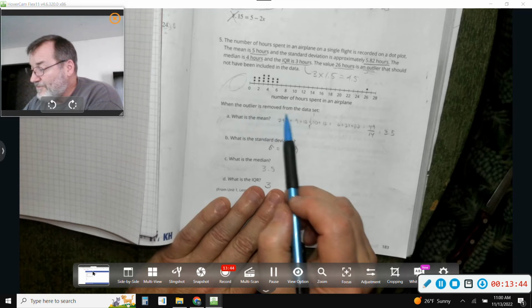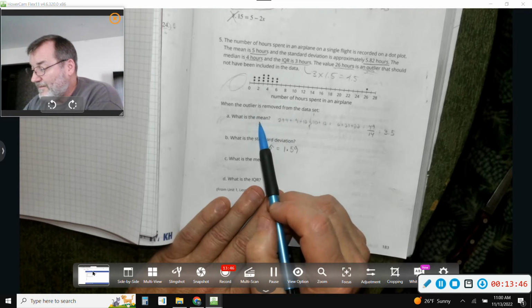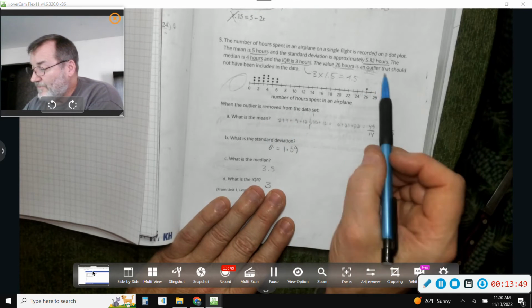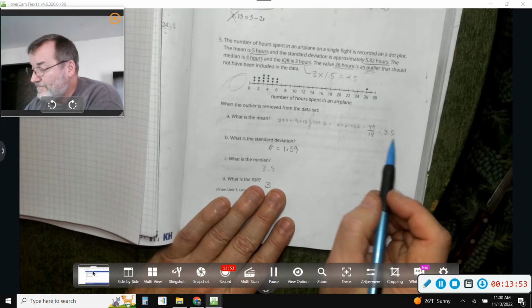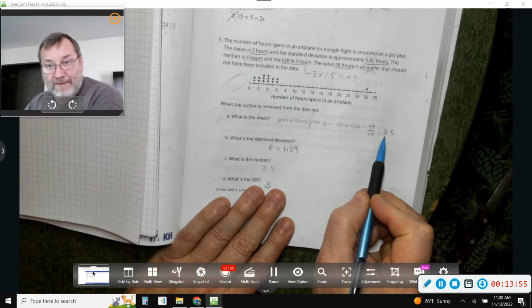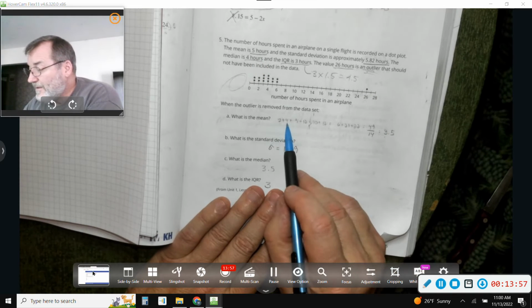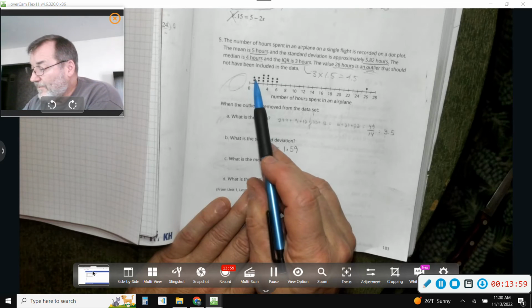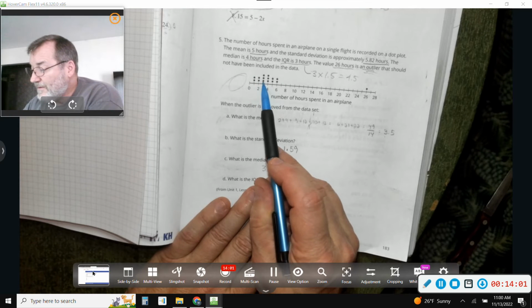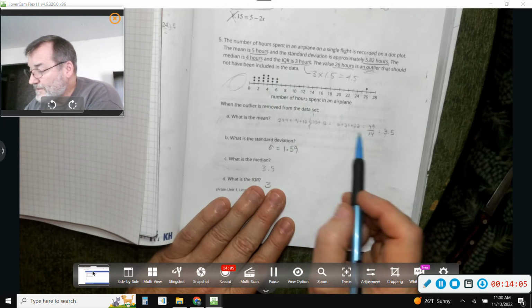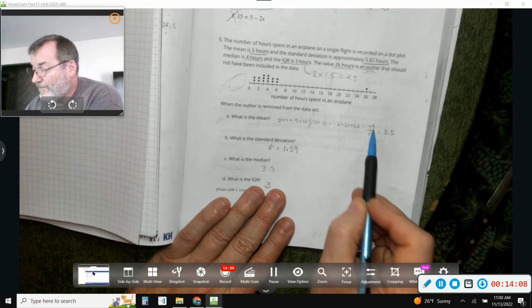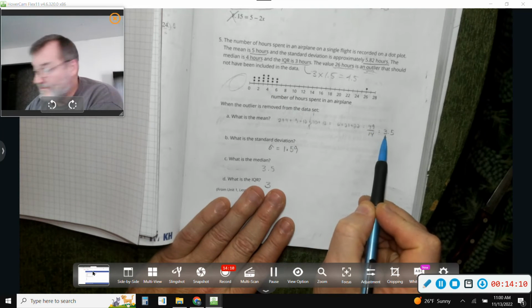When the outlier is removed from the data set, what happens to the mean? Well, the mean goes from 5 hours down to 3.5 hours. Right? You're going to add a 2, a couple of 1s, a couple of 2s, 3 3s, 3 4s, a couple of 5s, and a couple of 6s, and you add those up, you get 49 divided by 14, you get 3.5 hours.